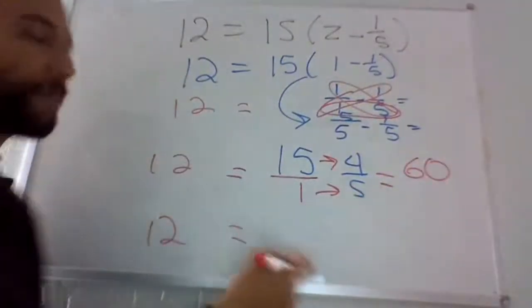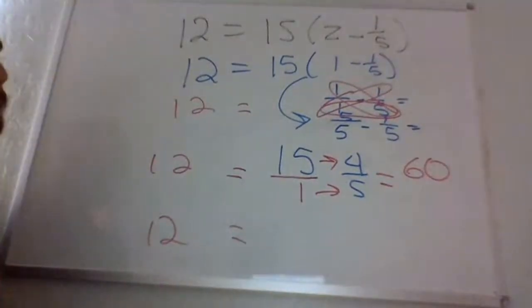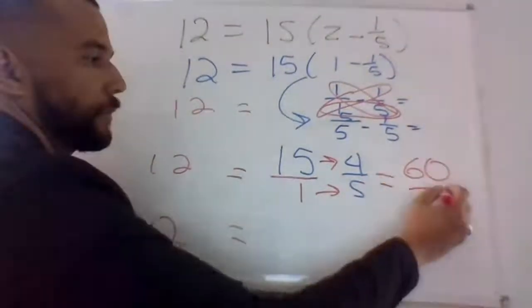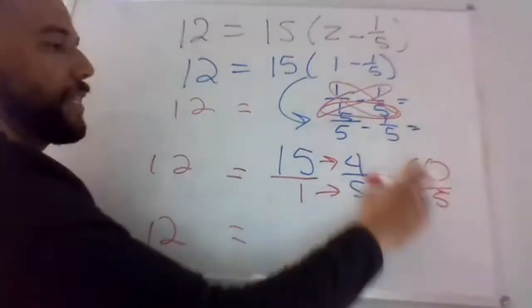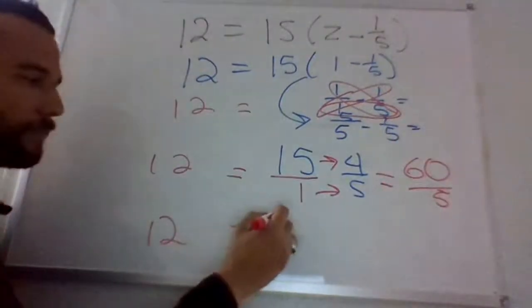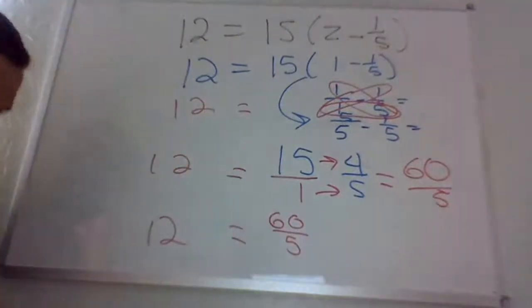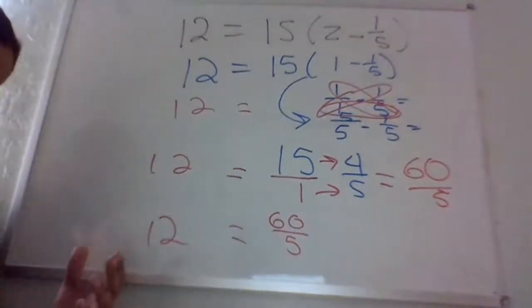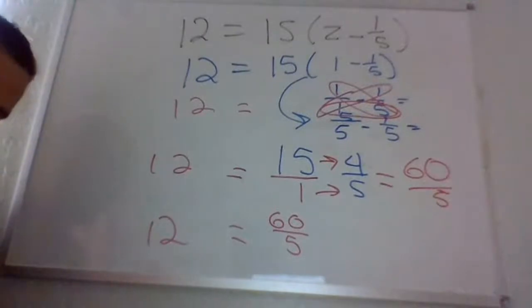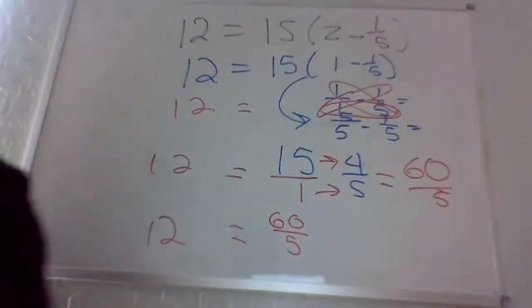1 times 5. 5. So, what is 60 divided by 5? See, 12. And that's how we know our answer is right. Nice.